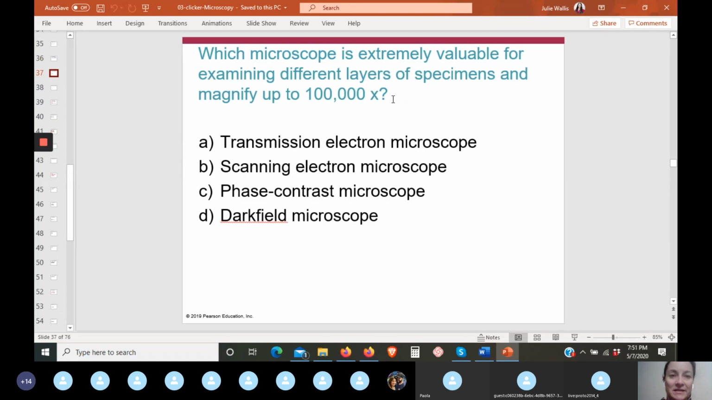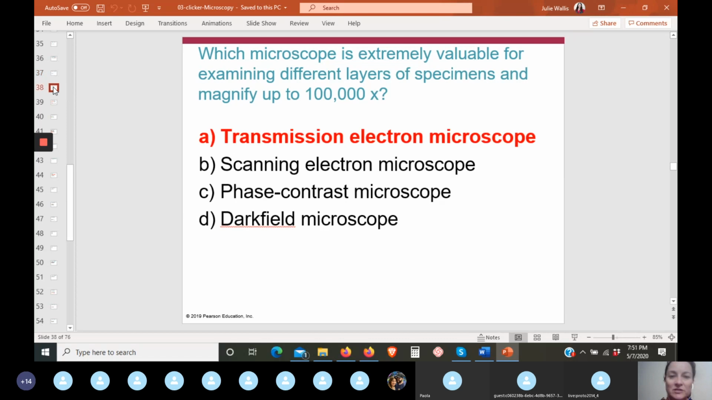Which microscope is extremely valuable for examining different layers of specimens? And this is up to 100,000 times. Answer for this one is transmission electron microscope. In transmission electron microscope, we take slices, transverse slices of the specimen, and we'll actually see internal images. Transmission and scanning electron microscopes both have a really high magnification. I've seen some that say they go all the way up to 500,000 times magnification. A light microscope generally only magnifies to about 1,000 times maximum magnification.